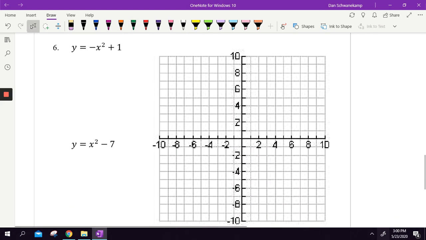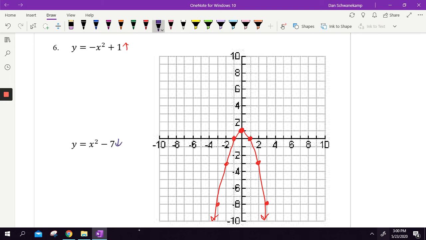One more, -x squared plus 1. If I want to graph -x squared plus 1, the plus 1 is going to take me up 1. It is a parabola and it's negative, so I'm going to go down 1 over 1, down 1 over 1, down 3 over 1, down 3 over 1, down 5 over 1, parabola, good.